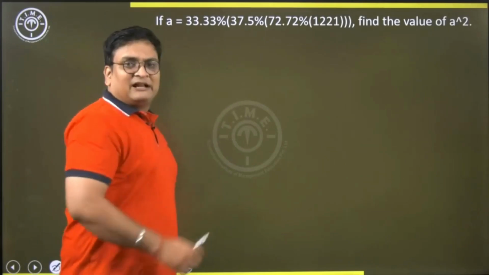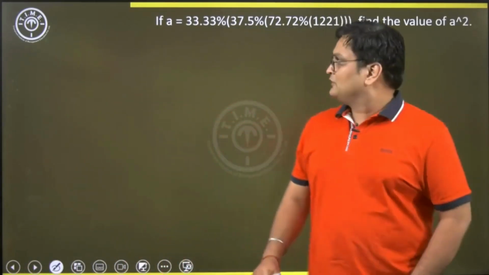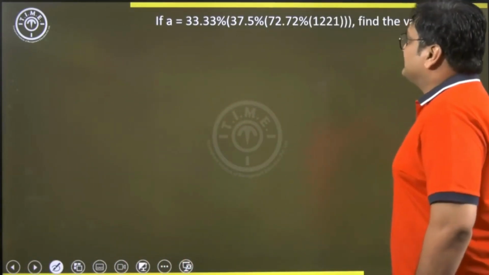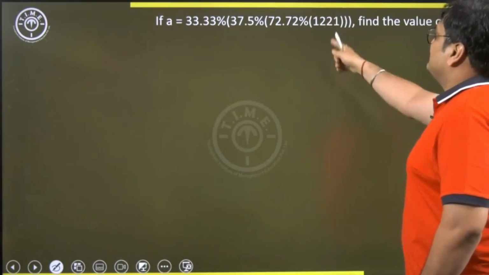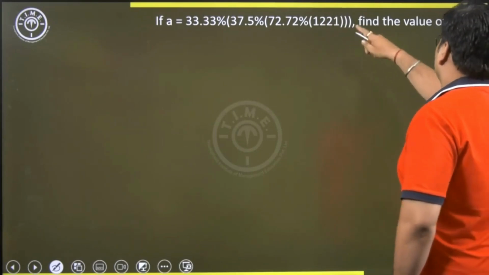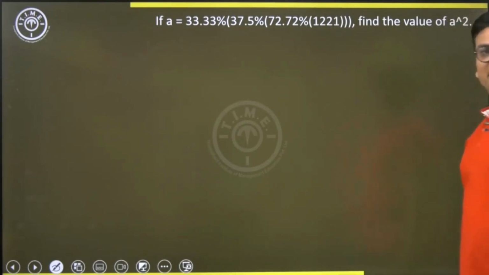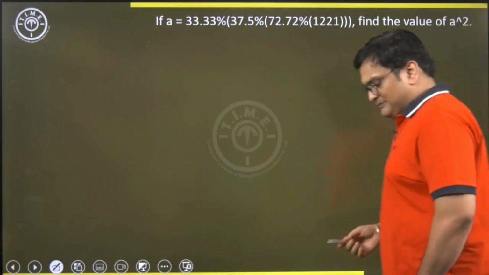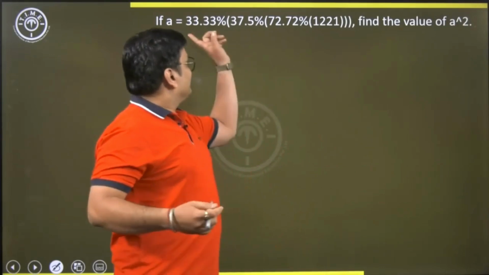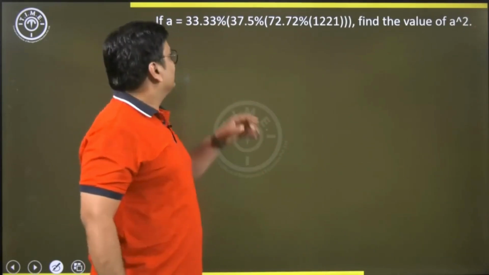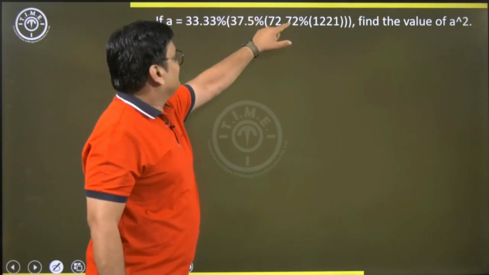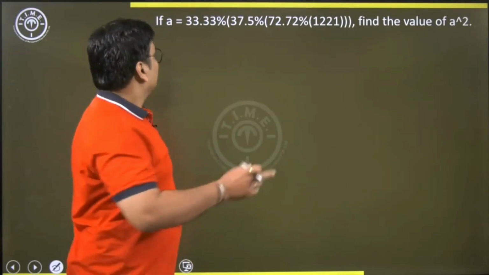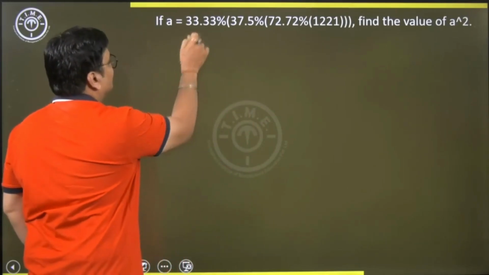Now let's see what usage that would have. For example, have a look at this question. If A is equal to 33.33% of 37.5% of 72.72% of 1 to 2, 1, find the value of A square. Let's try to simplify. If you try to do it in percentage terms only, it would be such a difficult task, because you have to multiply 33.33 with 37.5 with 72.72, which is not easy. So what we'll do here is we'll convert everything into fractions.